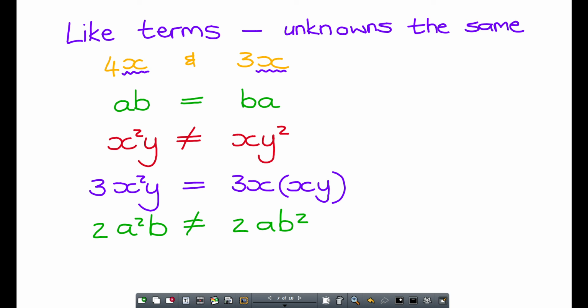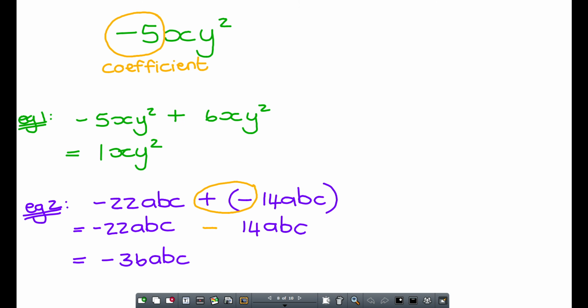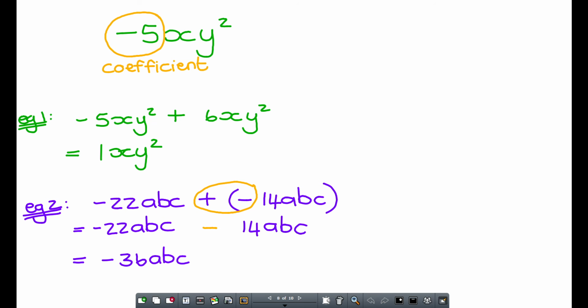Okay, right. So, before we go and add and subtract, oh glory, this thing doesn't want to work today.